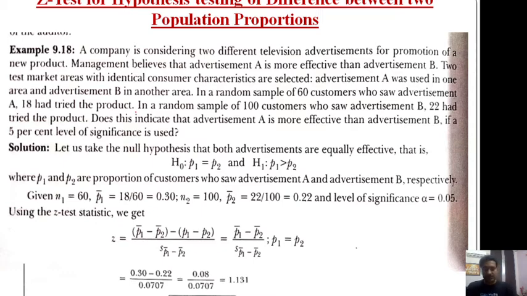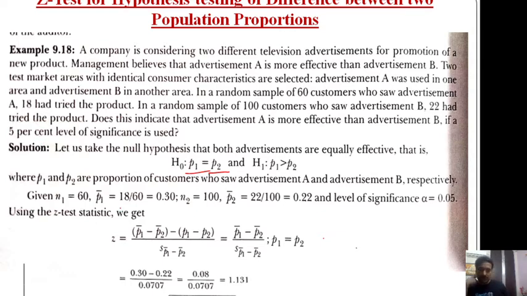If the proportions of two populations are given, how would we test them? Again, here we have two populations. The first population's proportion is denoted by P1, and the second population's proportion is denoted by P2. Here we are checking, this is a one tail test, whether P1 should be greater than P2 or not. Does this indicate that advertisement A is more effective than advertisement B if a 5% level of significance is used?